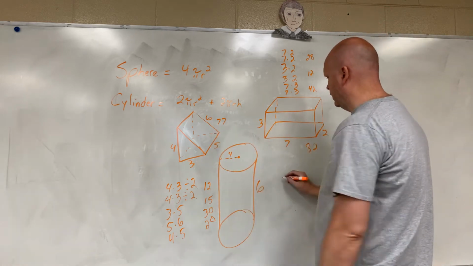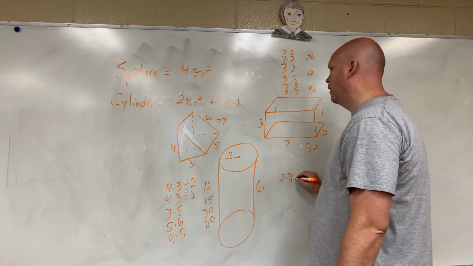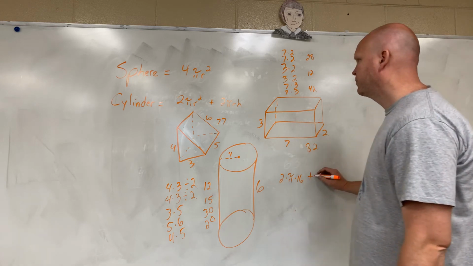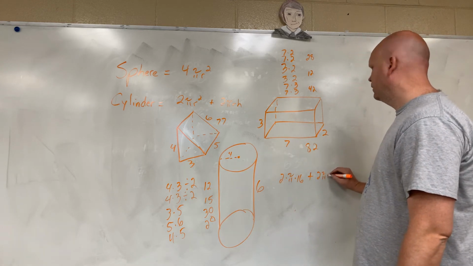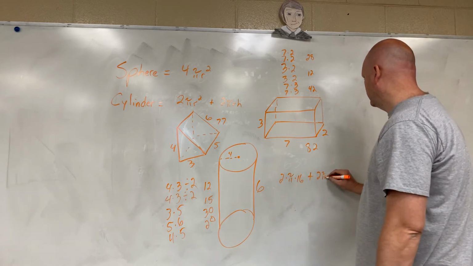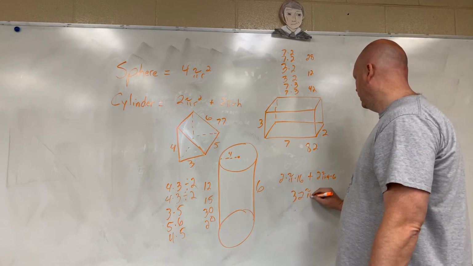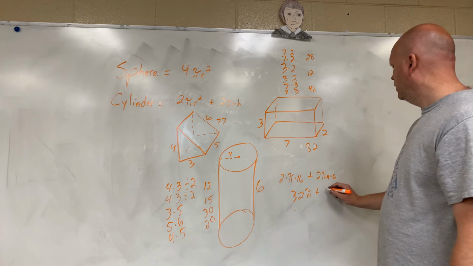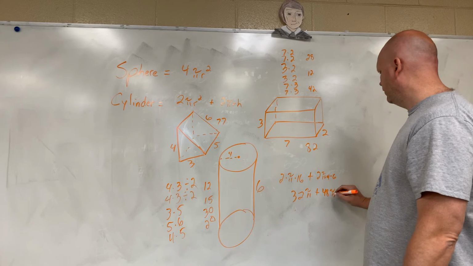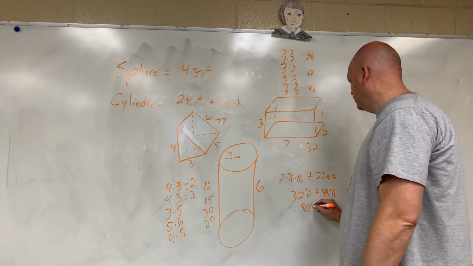So for this one right here, we would do 2 times pi times 16, because the radius squared, plus 2 times pi times 4 times the height of it, which is 6. And we're going to leave pi as pi. So 32 pi plus 48 pi. So if we left pi as pi here, we would just get 80 pi as our final answer.